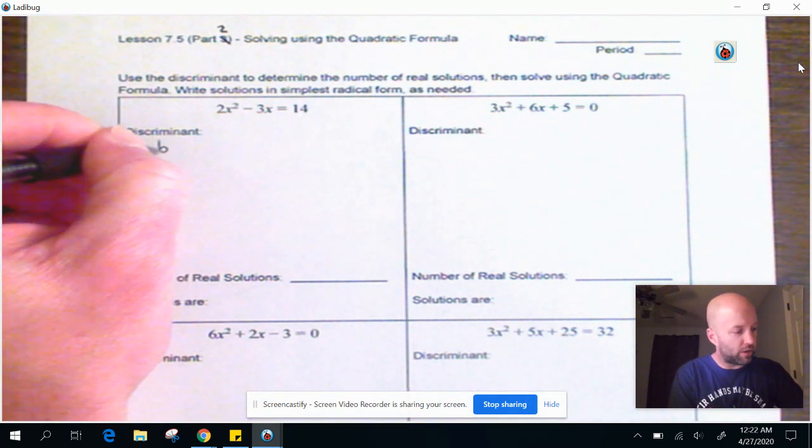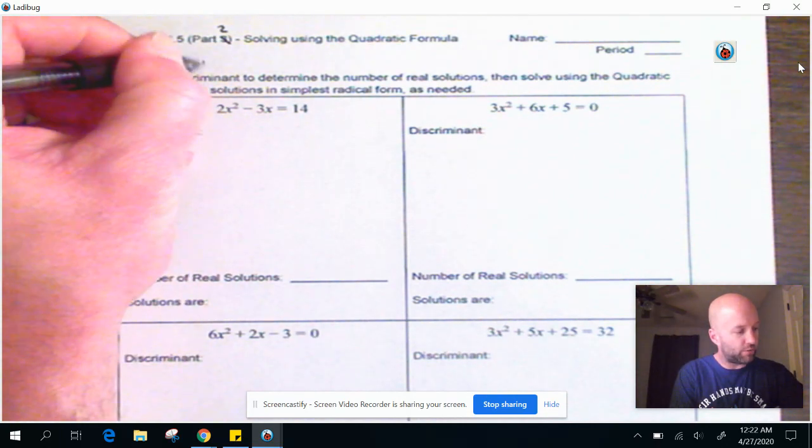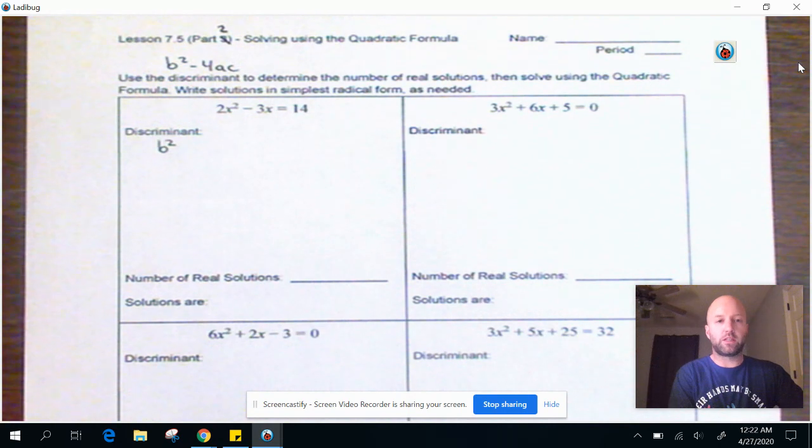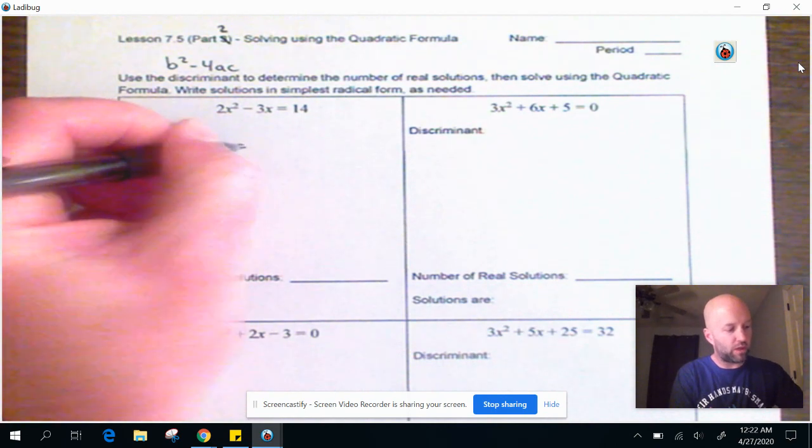All right, the discriminant is b squared, I should write it here, b squared minus 4ac. It's the part that goes under the radical in the quadratic formula. So b squared minus 4ac, we're going to go ahead and calculate that.